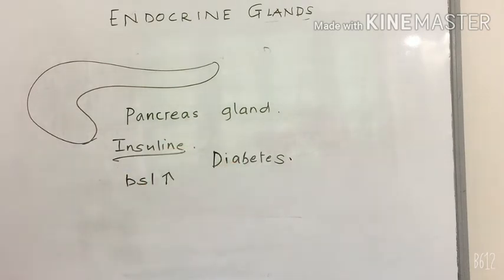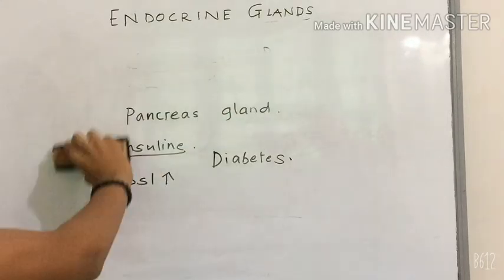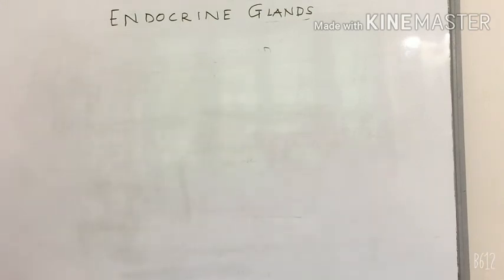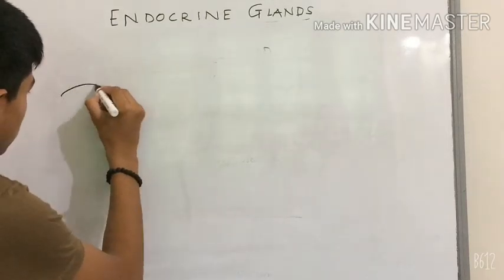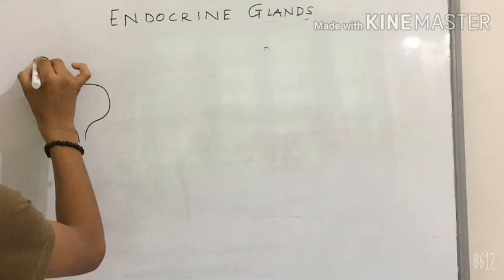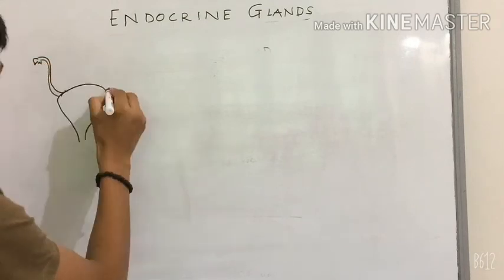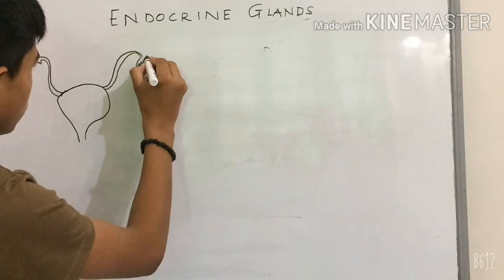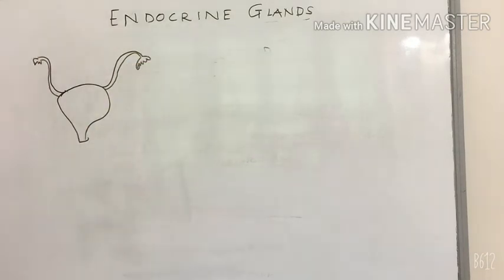So the next one is gonads. Gonads are the reproductive organs of both male and female. Now besides these glands, the sex organs like ovaries, so the ovaries are something like this. Now these ovaries are responsible for producing eggs, and they release the hormones called progesterone and estrogen.